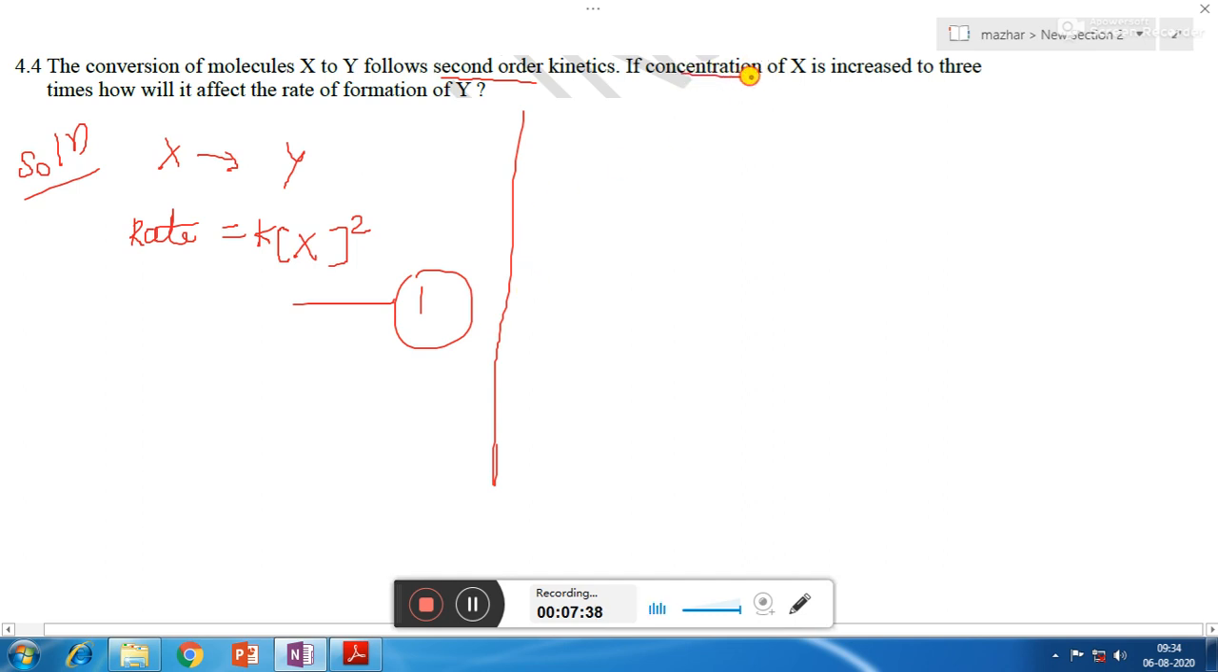Now what is said: if the concentration of X is increased to 3 times, we will see what will be the new rate of reaction. Rate equal to K into, now concentration of X is increased to 3 times, so instead of X we will write 3x. It will become (3x) raised to 2, equal to, now this 3 square, when it comes out of the bracket, it becomes 9, and then we are remaining with K into concentration of X raised to 2.